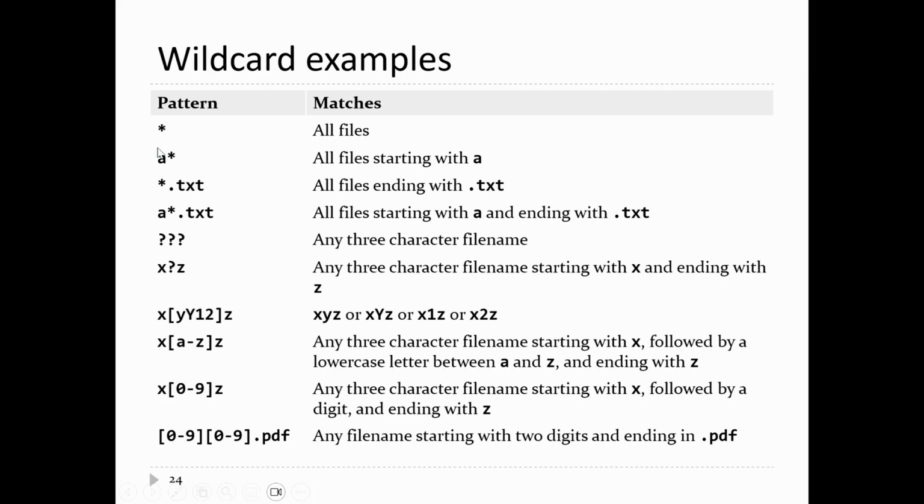And you can cook up all sorts of patterns using the star, right? So a star matches all file names that start with the lowercase a. Star.txt, so star means match everything, followed by a dot and then followed by txt. So that will list all the files that end with .txt. A star.txt will match all files that start with an a and end with .txt. And so that's what the star does as part of a globbing pattern, or as part of a glob.